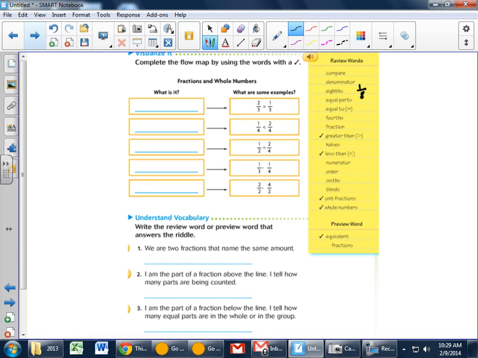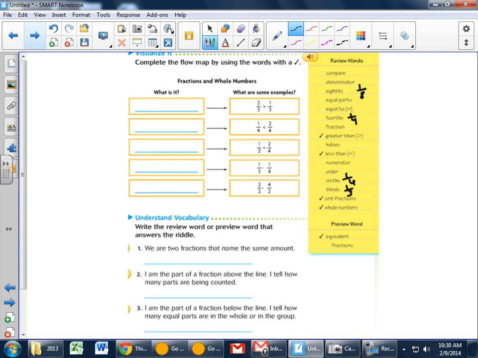Equal to, and in parentheses it has an equal sign, so like in an equation. Fourths, writing 1 over 4. A fraction, you should know, it's part of a number. Greater than, halves, less than, numerator is the top number of a fraction. Order is a sequence. Sixths, thirds, unit fractions you used last time, and whole numbers.